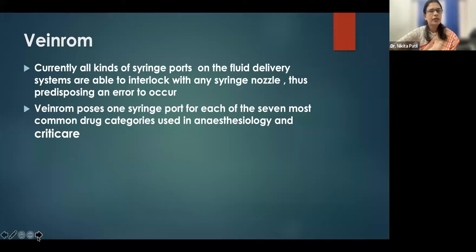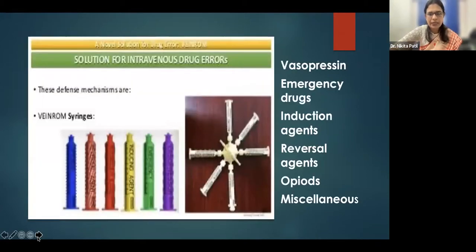Now, this is again a new concept, a very good concept that is still coming back to us, Venron. Currently, all our syringe ports on the fluid delivery system are able to interlock with any syringe nozzle, so we are predisposing to an error here. Now, Venron possesses one syringe port for each of the 7 most common categories used in anesthesia. I'll show you a picture. See, now this is that central port which is provided by Venron.